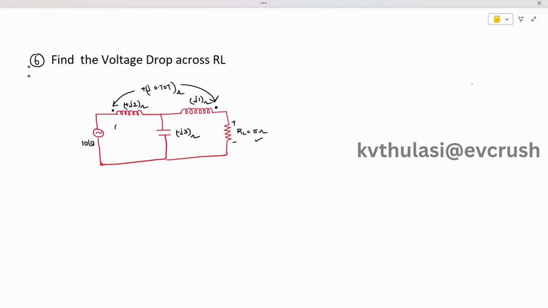I am assuming that the current I1 is flowing in this direction, and I am labeling this current as I1, and the current which flows in this loop or this mesh I am labeling as I2. Now let's try to write down the KVL equation. So try to apply Kirchhoff's voltage law at loop 1 or mesh 1.